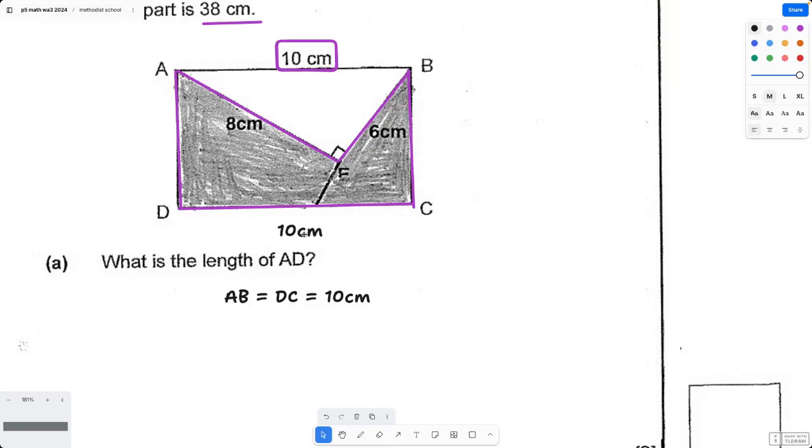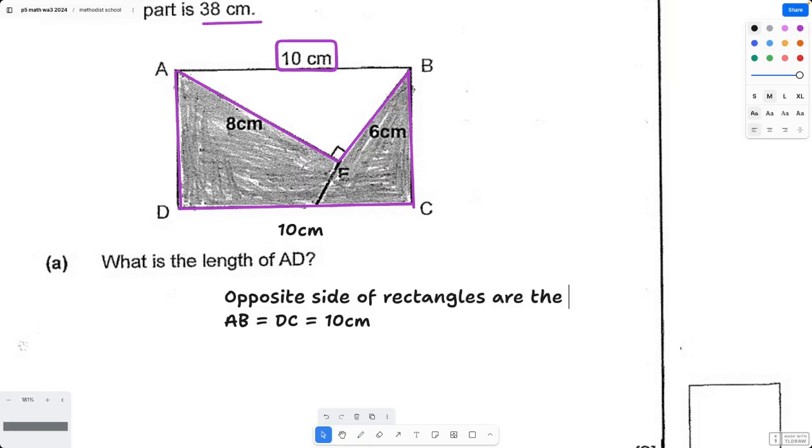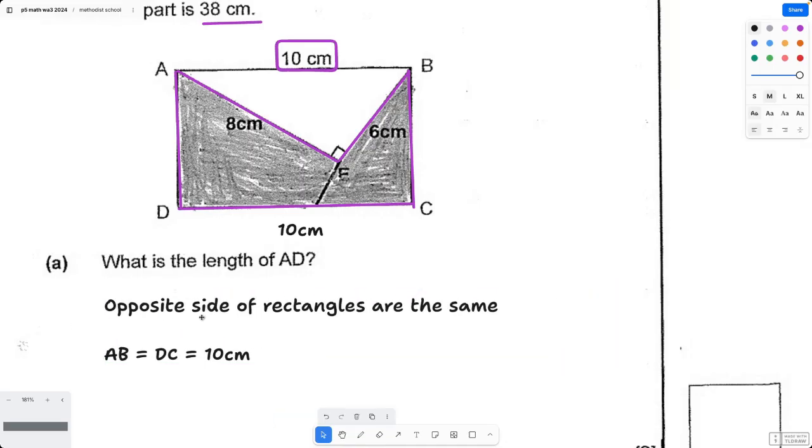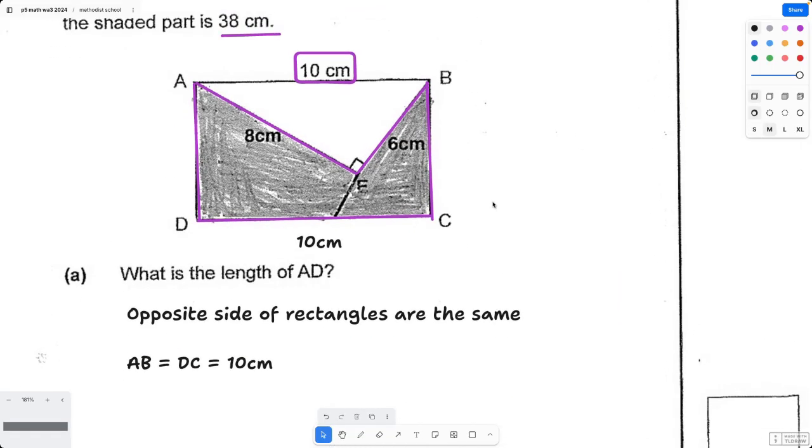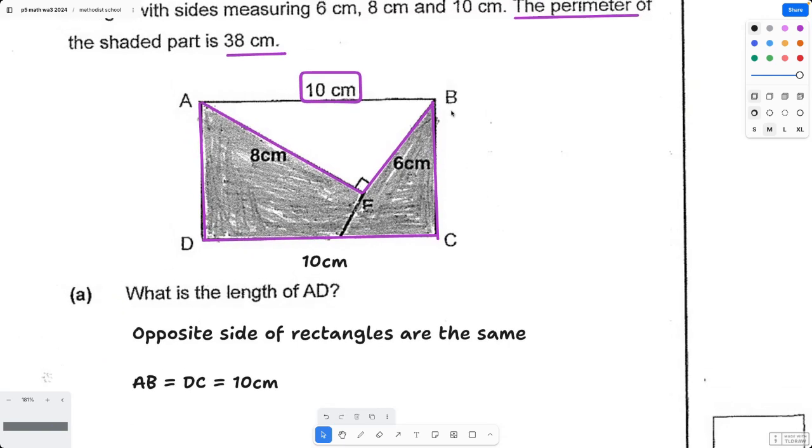So in a way, pretty straightforward. Opposite sides of rectangles are the same. So that's why we put AB equal to DC equal to 10 centimeters. Okay, now the next thing is we also know that we don't know AD and BC. So I'm going to put a question mark here, right?